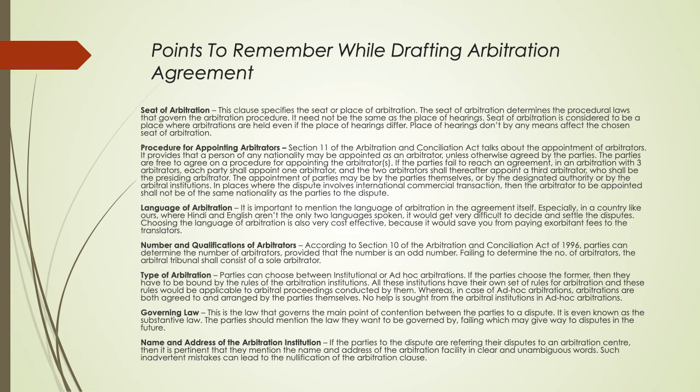Then the name and address of the arbitration institution. If the parties to the dispute are referring their disputes to an arbitration center, then it is pertinent that they mention the name and address of the arbitration facility in clear and unambiguous words. Such inadvertent mistakes can lead to the nullification of the arbitration clause.